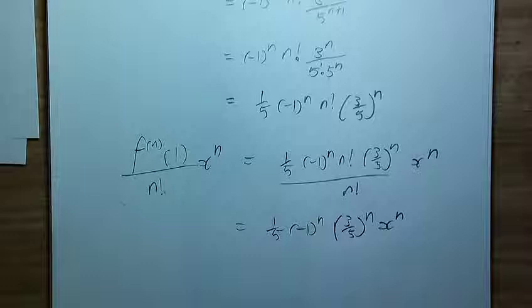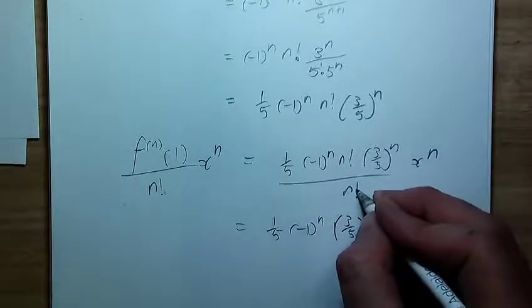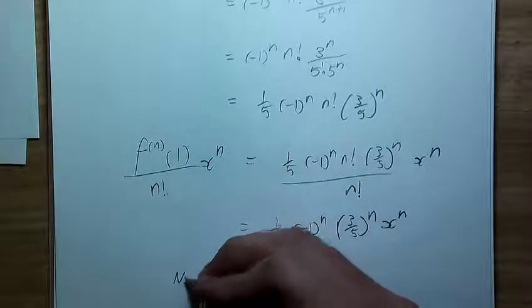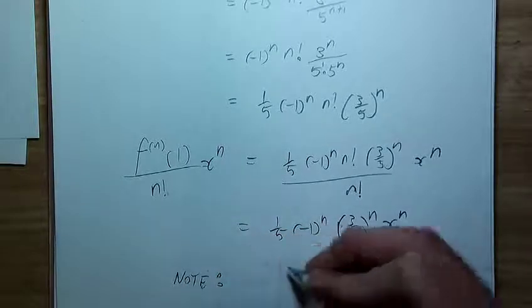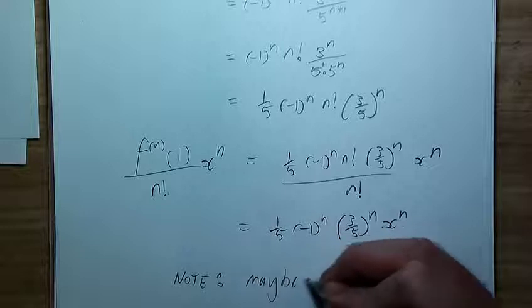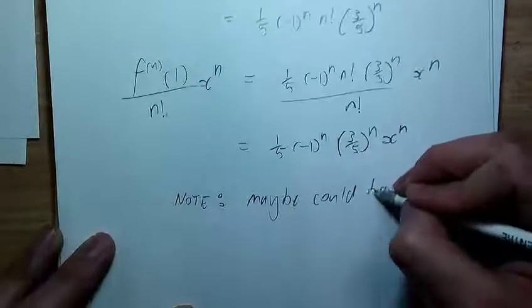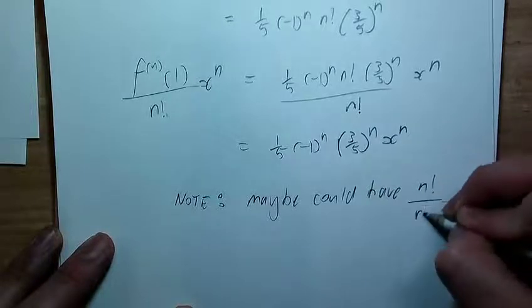And in this case, my n factorials magically cancel each other out. It is possible that you'll have an n factorial on the top and an n plus 1 factorial on the bottom, and only most of it will cancel out, leaving an n plus 1 all by itself. So just as a note, maybe you could have an n factorial over n plus 1 factorial.